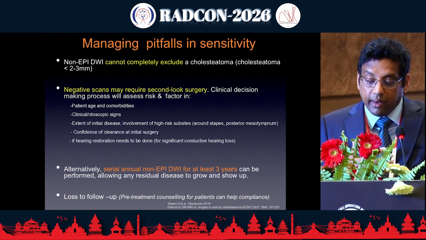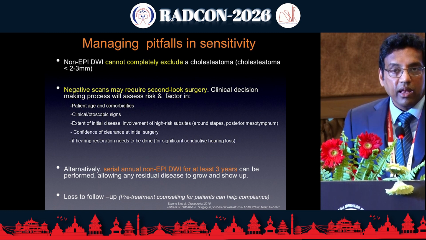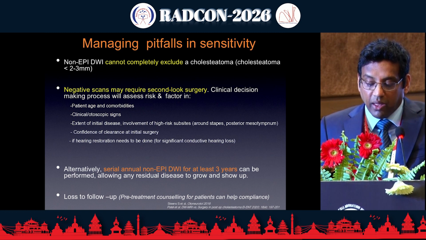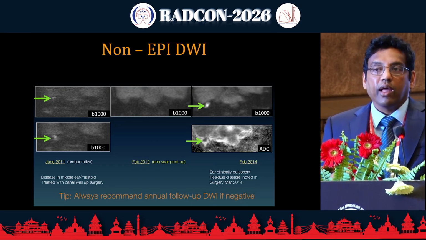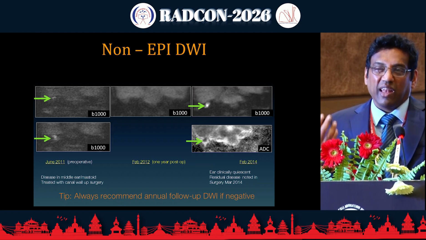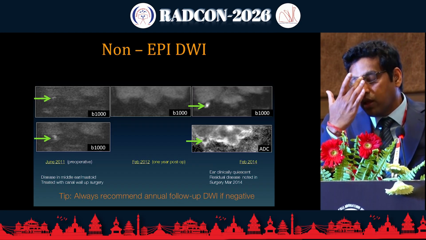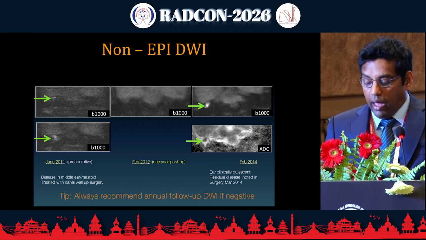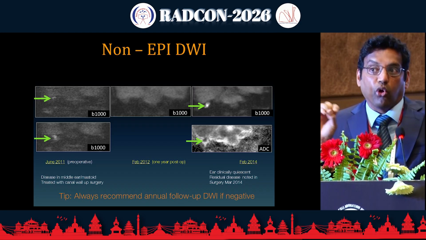But if the surgeon is happy with his clearance and it's a small, not that extensive or complicated cholesteatoma, he might opt for serial annual DWI. Instead of taking the patient back for second look surgery with the general anesthetic cost, a lot of patients don't want to go back for second surgery. So let's do a DWI in another year's time and see if any cholesteatoma is growing and showing signal.